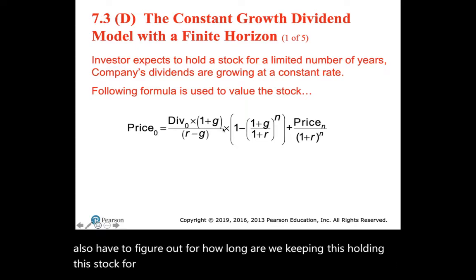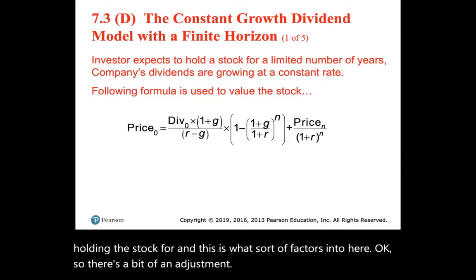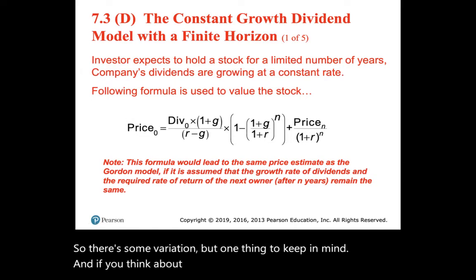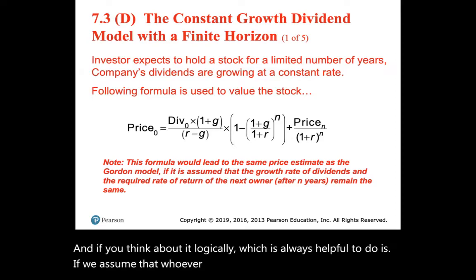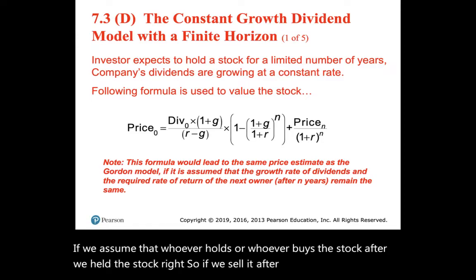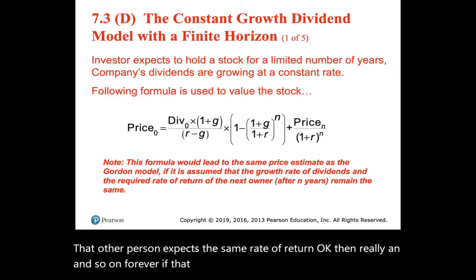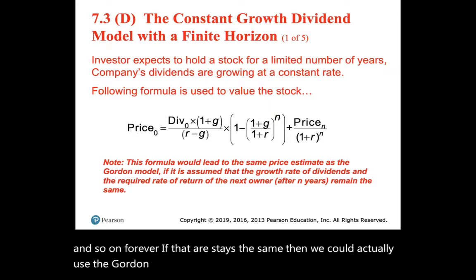We have the 1 plus G here, so there's some variation. But one thing to keep in mind, if you think about it logically, which is always helpful: if whoever buys the stock after we held it, say we sell it after year 5 or 6, expects the same rate of return, and so on forever, if that R stays the same, then we could actually use the Gordon model just like we used in the previous example. So there is an opportunity to do that.